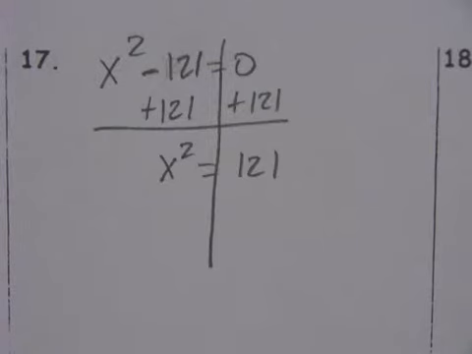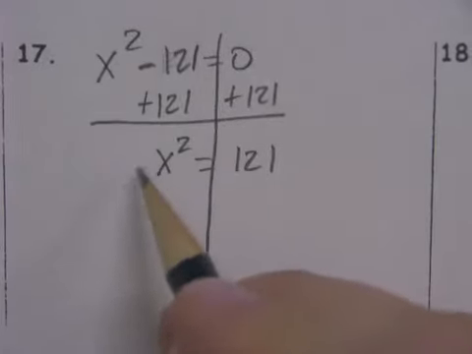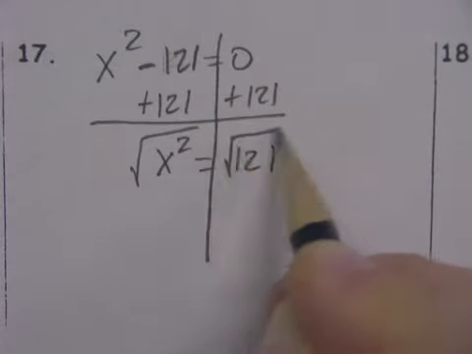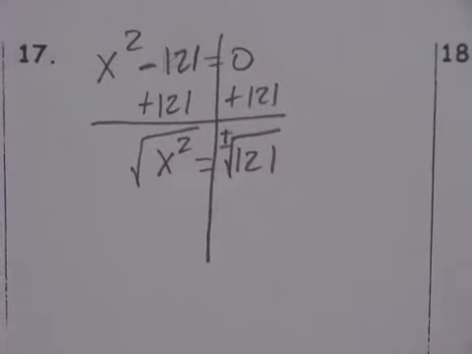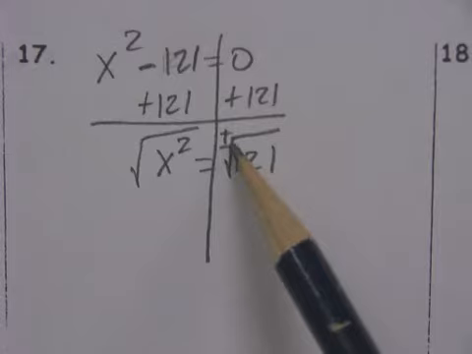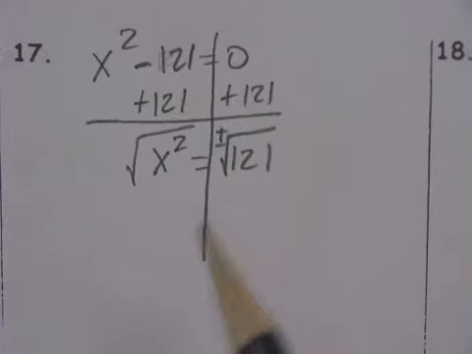And remember, when you have an x squared, how do you get rid of the squared? Just take the square root. But if you take the square root of one side, you have to take the square root of the other side. So we're going to go square root here, square root here. Remember, we have to include the plus or minus. So that plus or minus that I'm pointing to right there is important.